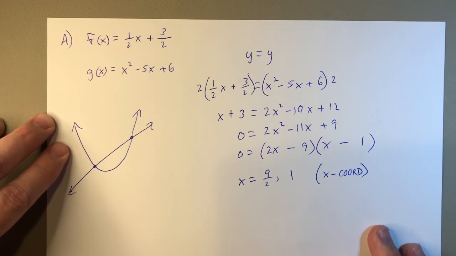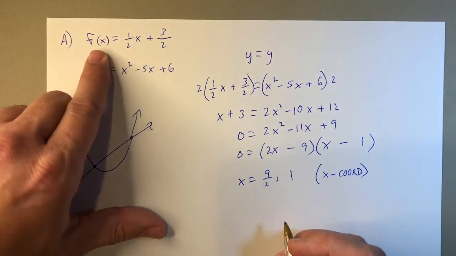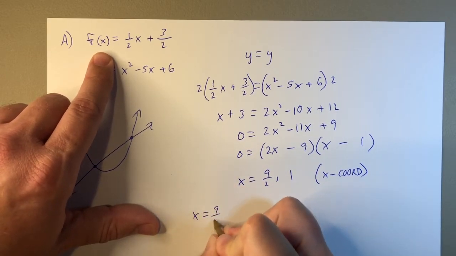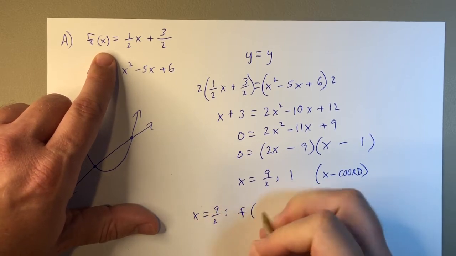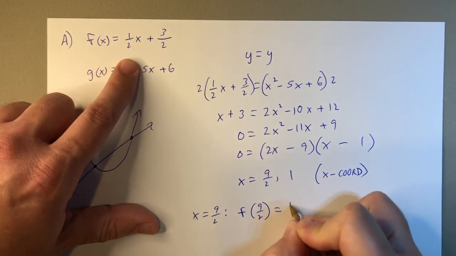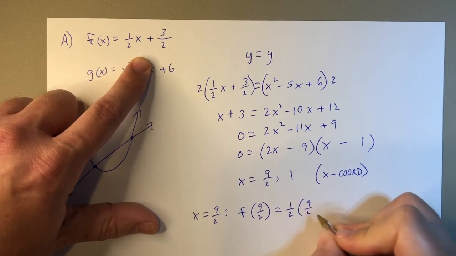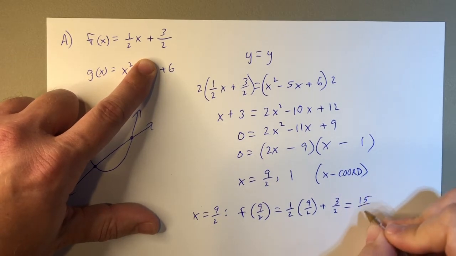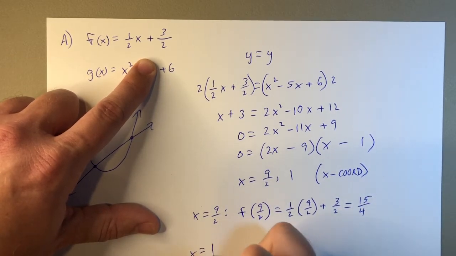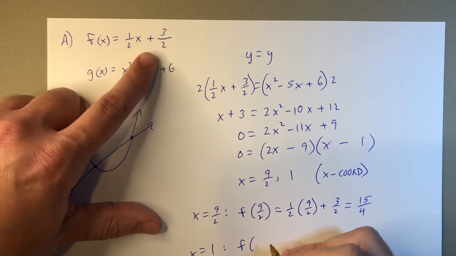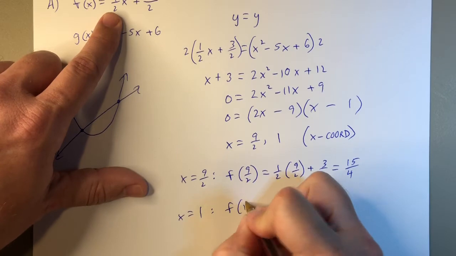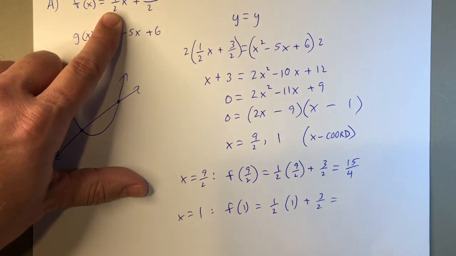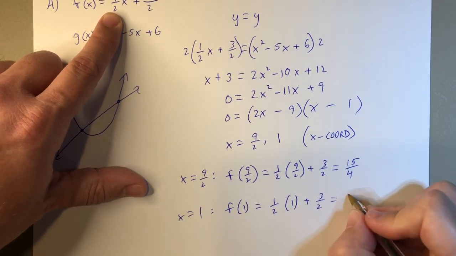So how do we determine the corresponding y values? You plug them in. You can use either one. Doesn't make any difference. Let's see. If x is equal to 9/2, why don't we just do this? f of 9/2. All right, so you get 1/2 times 9/2 plus 3/2. Here again, just use your calculator, and you should get 15/4. And then if x is 1, replace every x with a 1 here. So f of 1 would be what? 1/2 times 1 plus 3/2, which would give us 1/2 plus 3/2, 4/2, or 2.